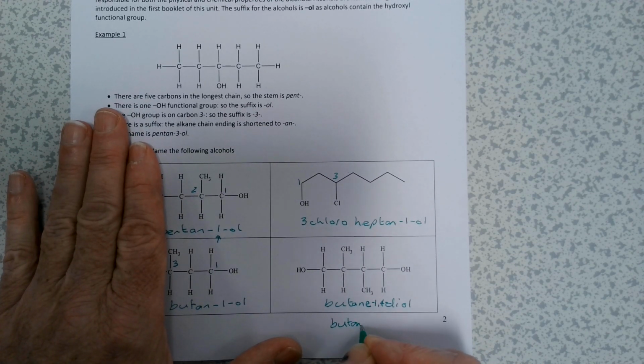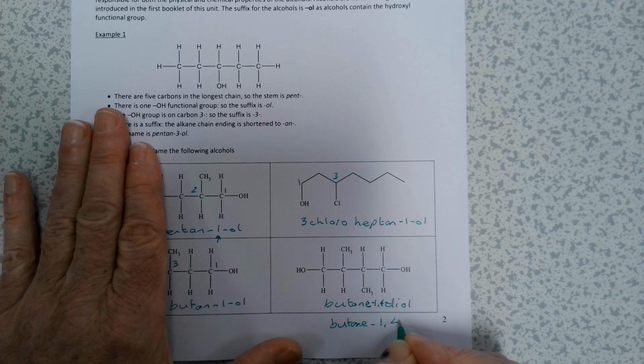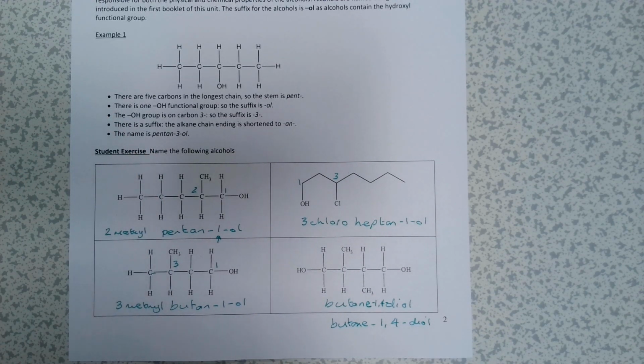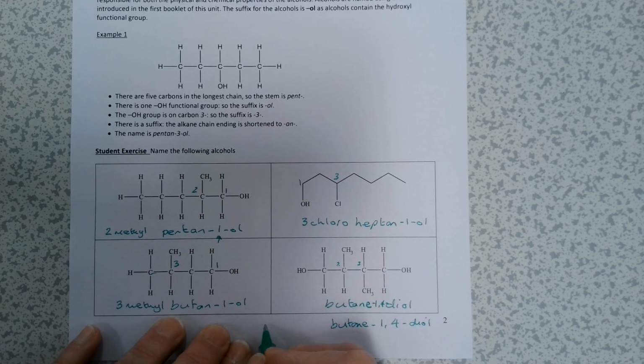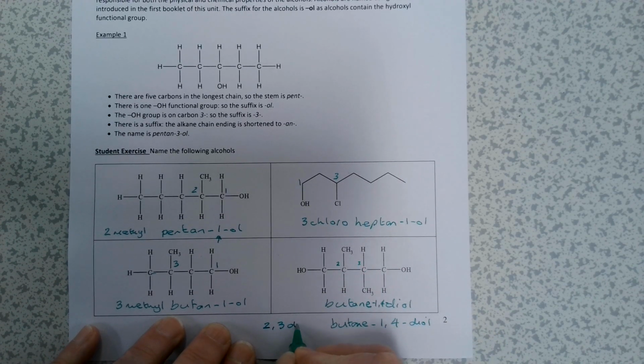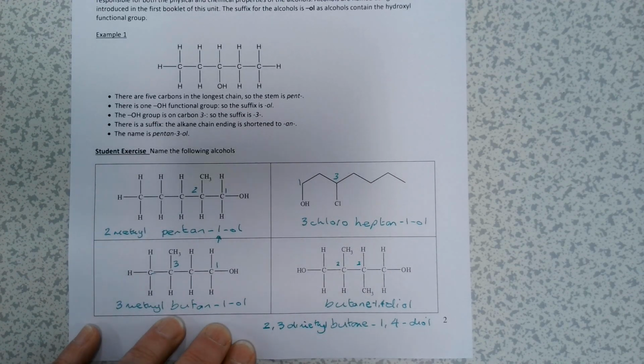Butane, 1,4-diol. There must be a comma between the numbers. And then on carbons 2 and 3, we have 2 methyl groups. So 2,3-dimethyl, butane, 1,4-diol.